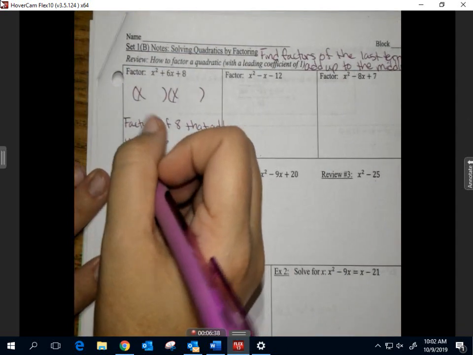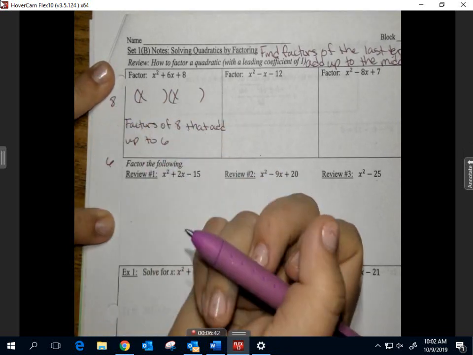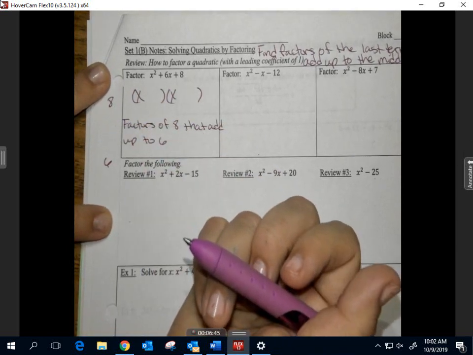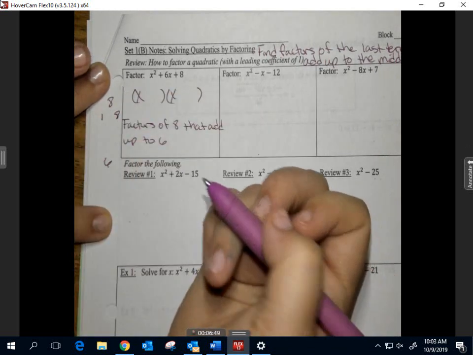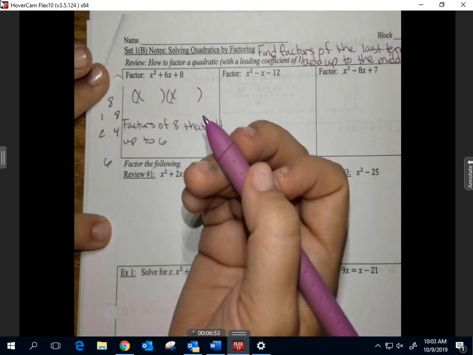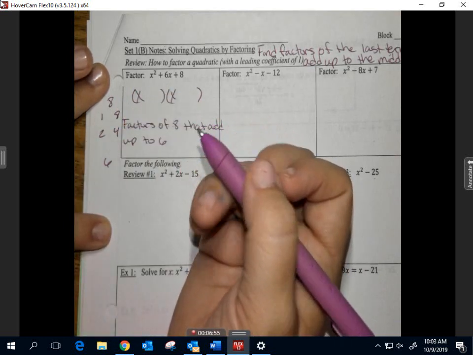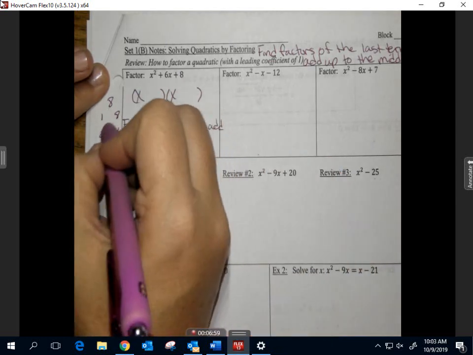So what I do, I like to put it over here. Here I'm looking for factors of 8 that add up to 6. So I can write all my factors of 8. I always start with 1. 1 times 8 gives me 8. 2 times 4 gives me 8. I'm pretty much done at that point, right, with the factors of 8? Which set adds up to 6? 2 and 4.